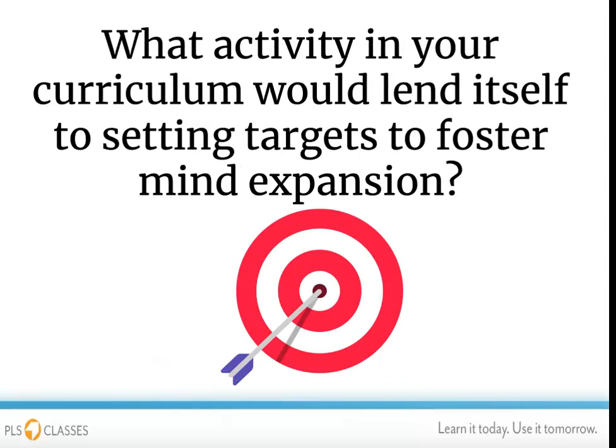What activity in your curriculum would lend itself to setting targets to foster mind expansion? Could you predict 3 ways the story might end? Come up with 4 things in students' essays they need to change. Come up with 2 different ways the character in the story could handle the situation. Please review the activity assets on page 78 to debrief this activity.